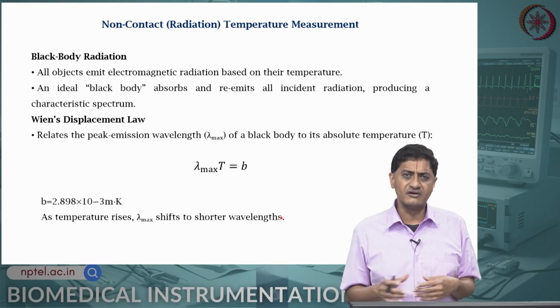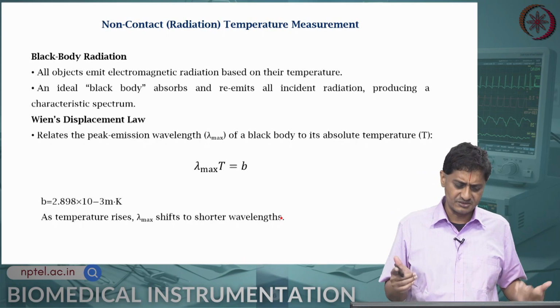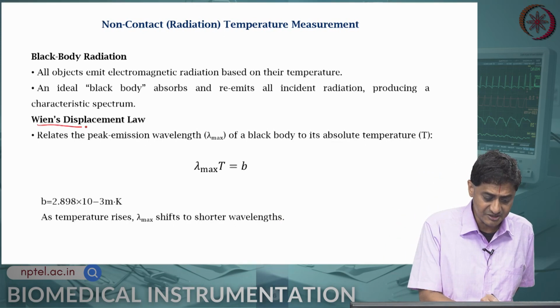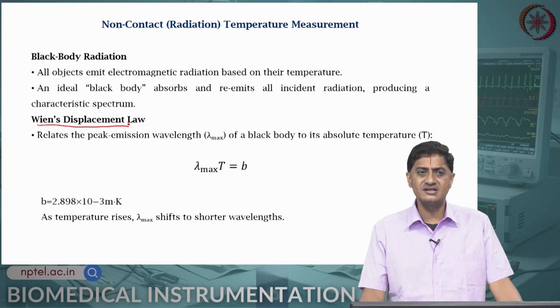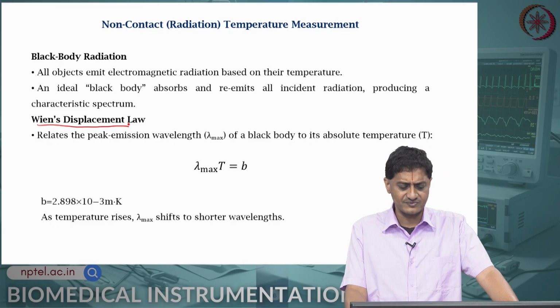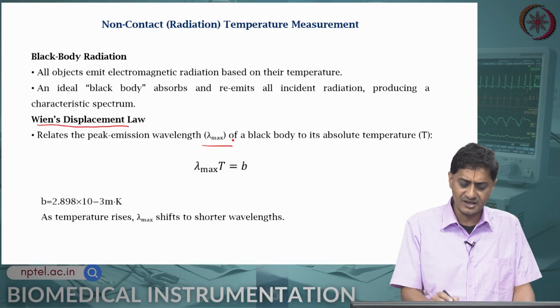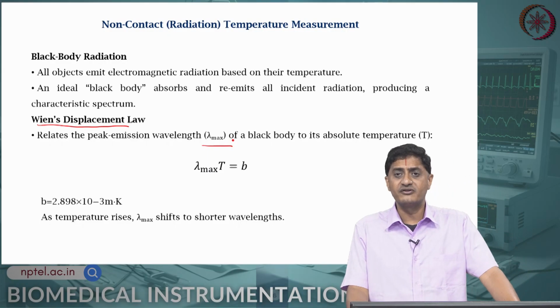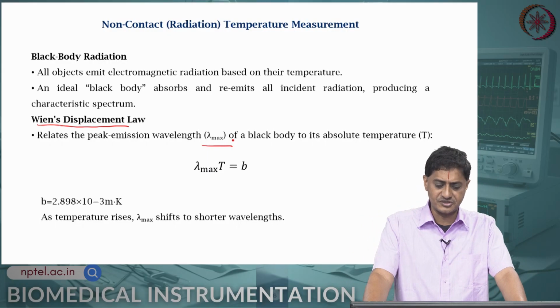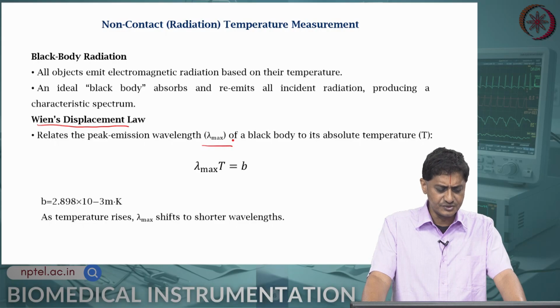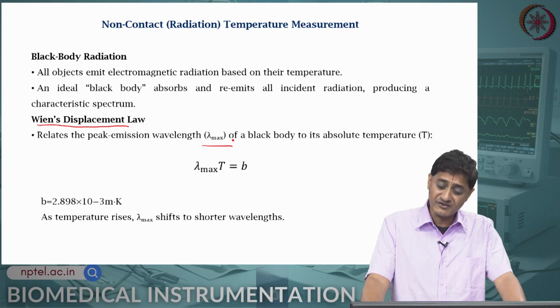What are the laws that govern this principle? Of course, one is Wien's displacement law. This relates the peak emission wavelength, lambda max, of a black body to the absolute temperature, where B is a constant which we know. As temperature rises, lambda max shifts to shorter and shorter wavelengths.